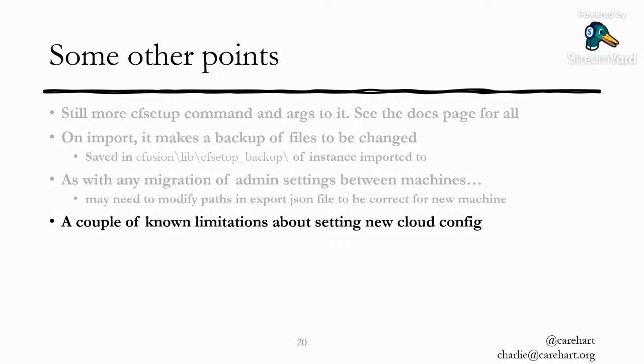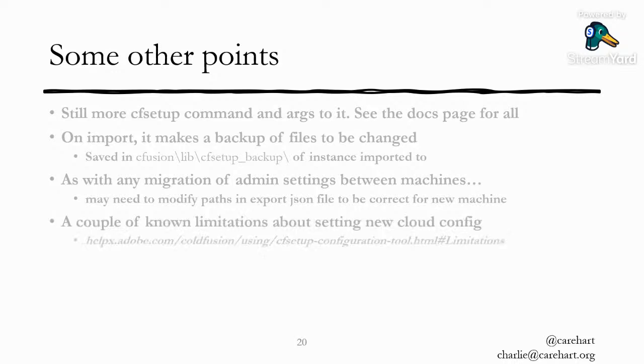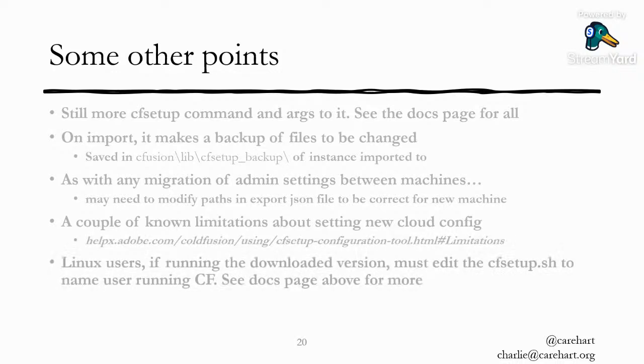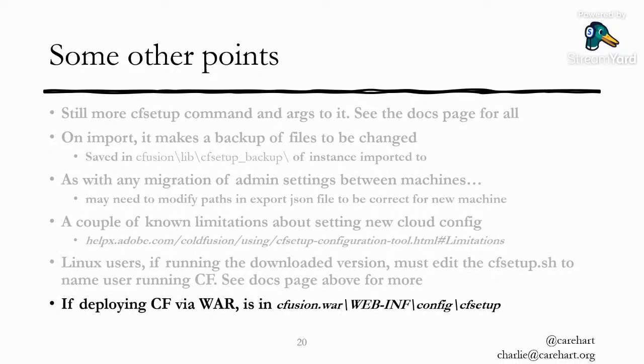And there are a couple of known limitations about the new CF 2021 cloud config. If that's a feature of concern for you, there's a doc section in that page called limitations. And also, Linux users, if you do get that downloaded version, you have to edit that cfsetup.sh that I talked about to name whatever user is running CF. And again, that doc page talks about it. It also talks about how, if you happen to be deploying CF as a WAR file, the config cfsetup is inside of cfusion.war WEB-INF. That's all in the docs.